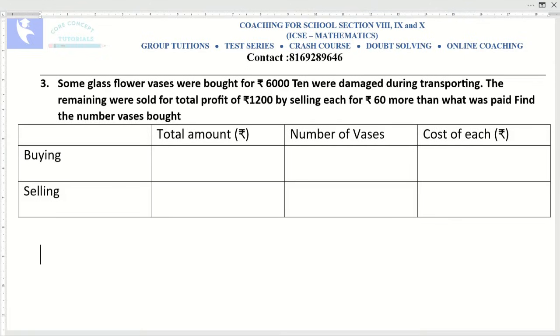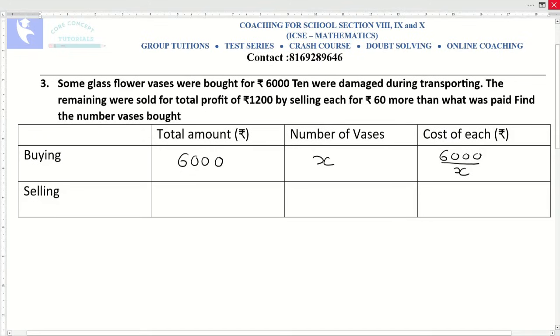Fine. So let us fill the table. As you all know, we have always tackled these kinds of sums with a table. As we read, the total amount paid when we bought the vases is 6,000 rupees, correct? We don't know the number of vases bought, so let the number of vases be x. What will be the cost of each? The cost of each will be 6,000 divided by x. Fine, this was the original.